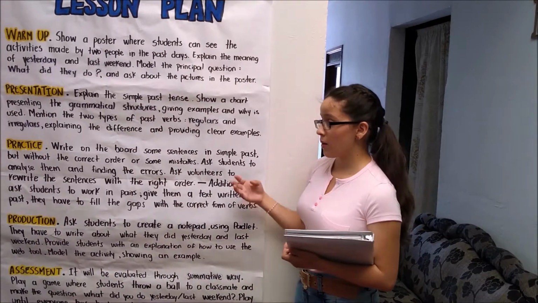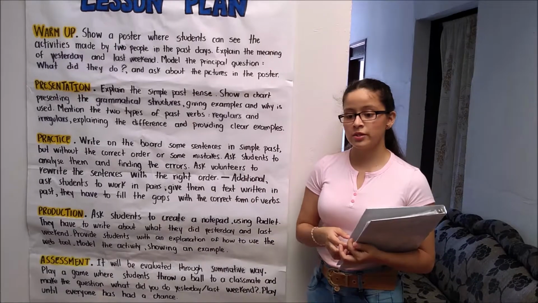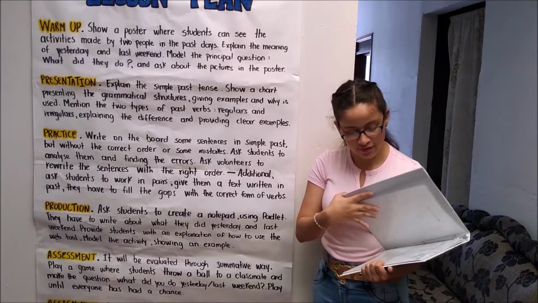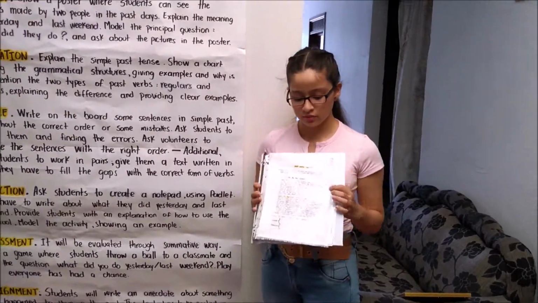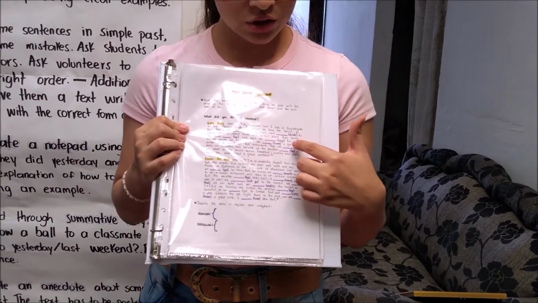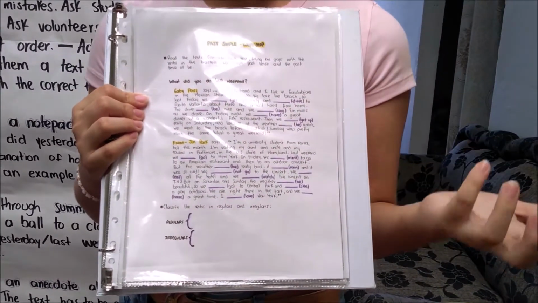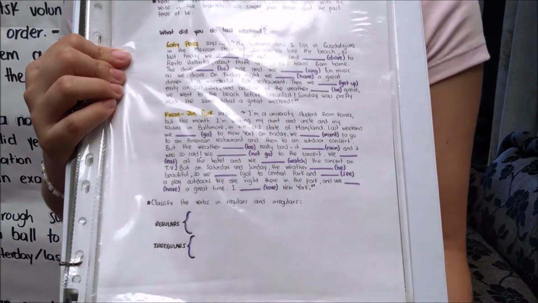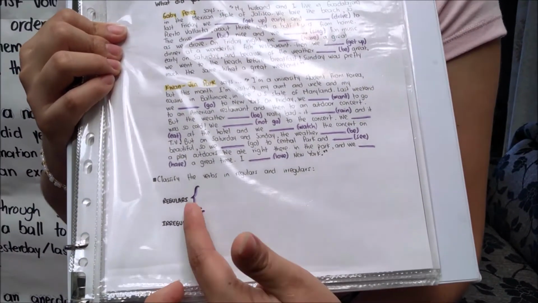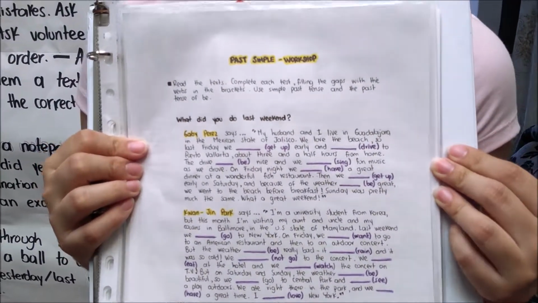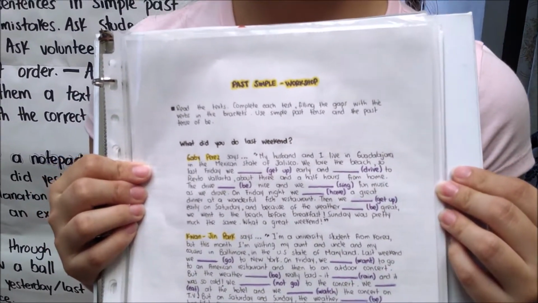The second activity in the practice stage is to present the workshop. Here I have it. This is the workshop. It's pretty simple. It just has a reading that they have to complete using the verbs in the gaps. They have to conjugate the verbs, regular or irregular, in past form. And finally, they have to classify the verbs used into regulars and irregulars. This activity they can make as a group activity, working in peer groups. And it's of course a printed resource.